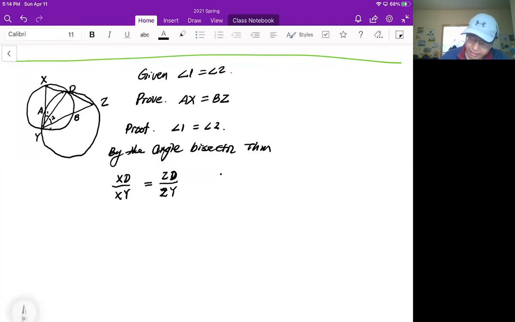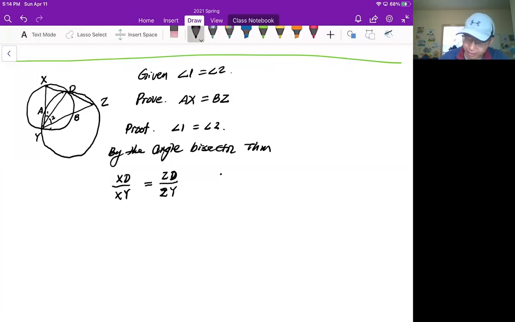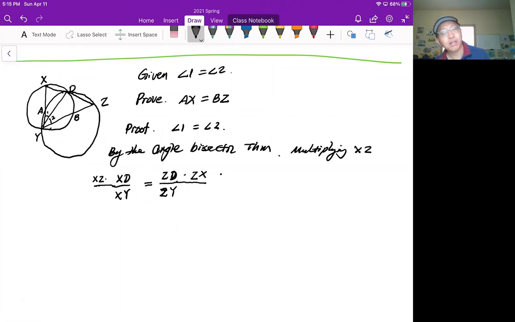I'm going to multiply by xz. All right, so from the left-hand side, I got the xz here. From the other side, I got the zx, where xz and zx are the same. Can you see that? So I just multiply both sides by xz. On one side I write xz, on the other side I write zx. Why? Because then the numerator becomes the power of a point.